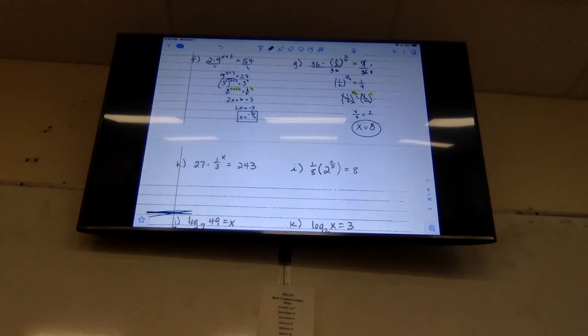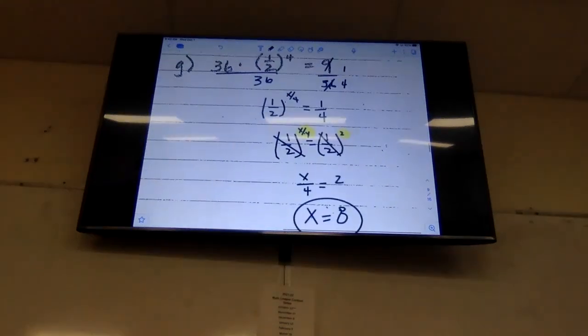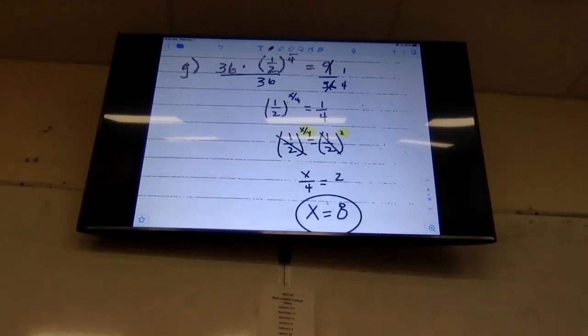For letter G, if you have the 1/2 to the x over 4 equals 1/4, you can just make the 1/2 a 2 and the 1/4 a 4, and then solve it that way. It'd be 2 to the x over 4 equals 4, and then 4 becomes 2 squared. Yeah, because then I still have those equal to each other. I cannot promise that works all the time. Let me explore that a little bit more, but it definitely works here.